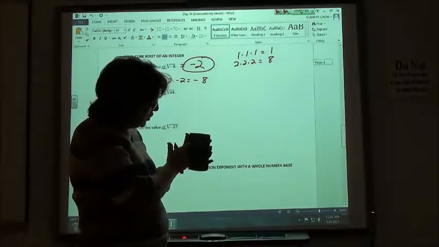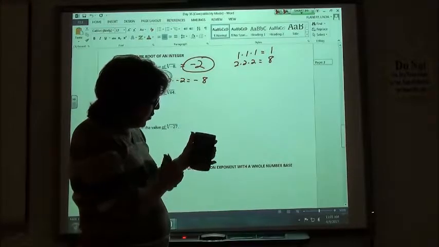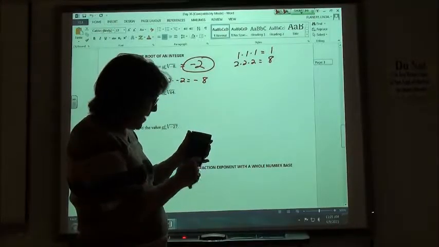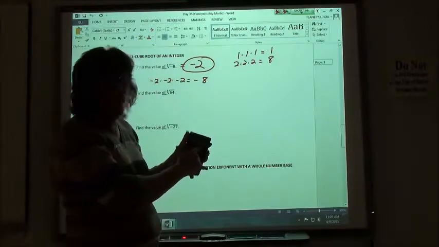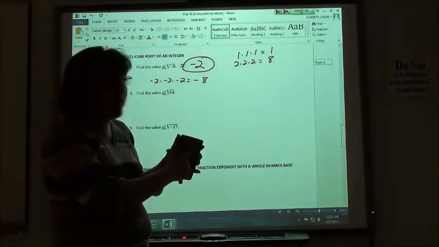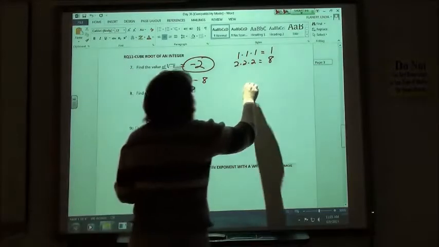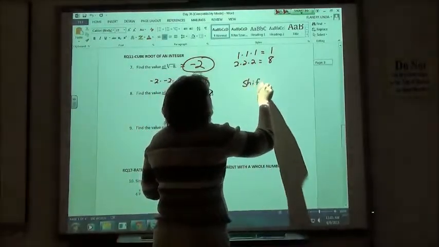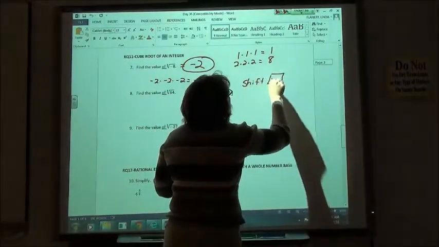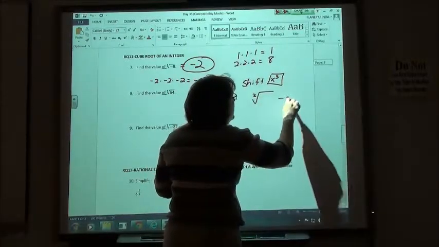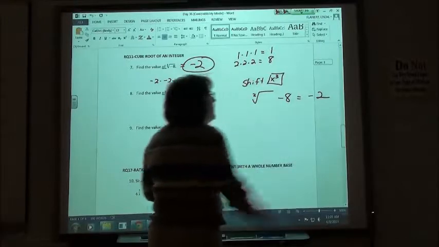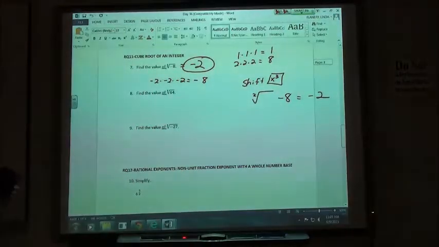So you would do shift x to the 3rd, then I would put in my number, negative 8. If I do that, hit equal, sure enough, I get negative 2 on my calculator. So shift the x to the 3rd button, gives you this on your calculator, type in the negative 8. When you hit equals, it should give you negative 2.